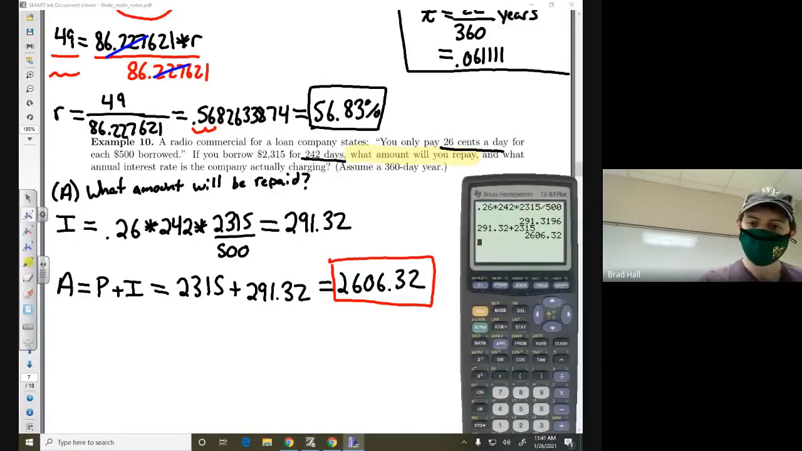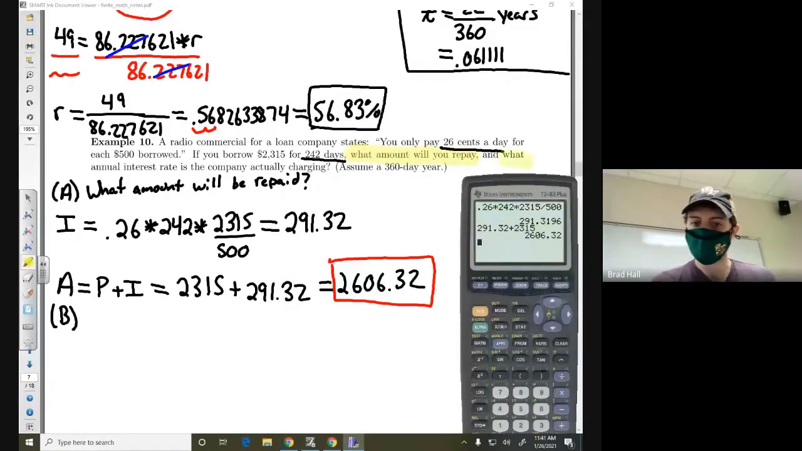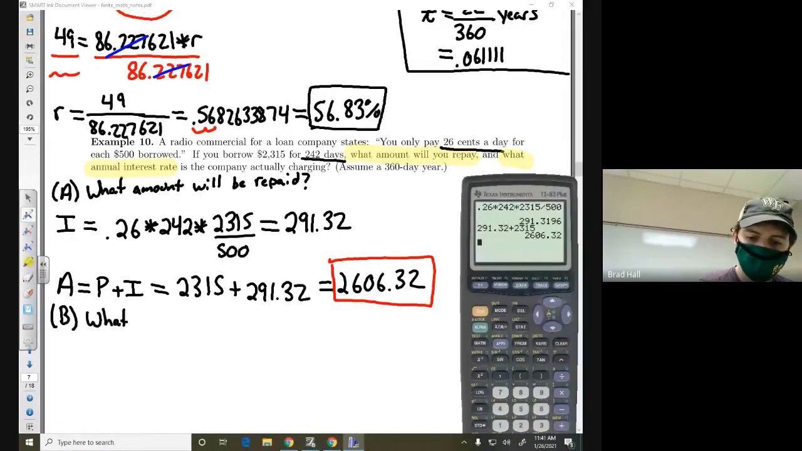But now part B wants to know what annual rate or what annual interest rate this company is actually charging. So we think, wait a minute, that's a lot of money we're paying back. We borrowed $2,300 and we pay back $2,600. What kind of interest rate are you charging here? Is this fair, or can I go somewhere else and get a better deal? So what is the rate, in other words?